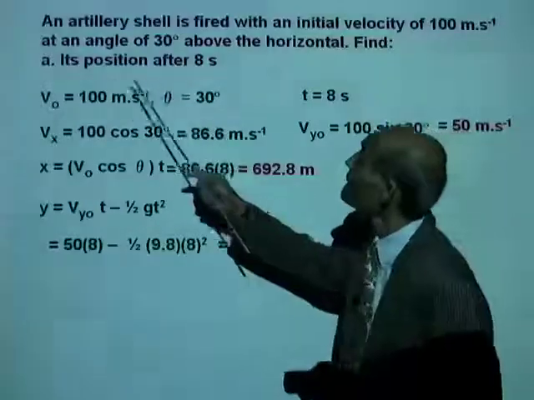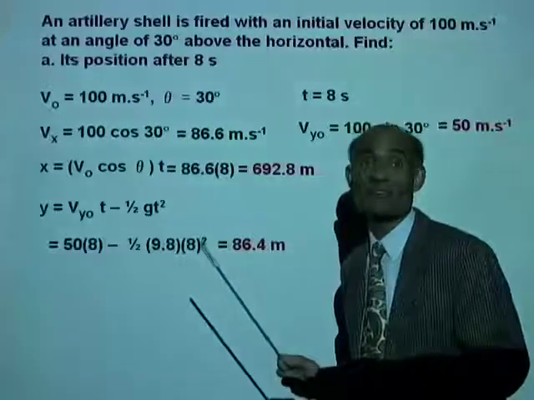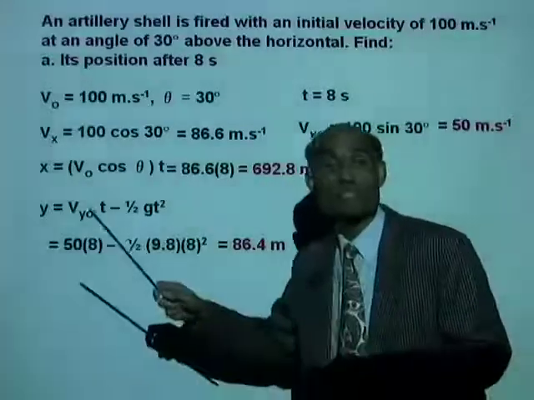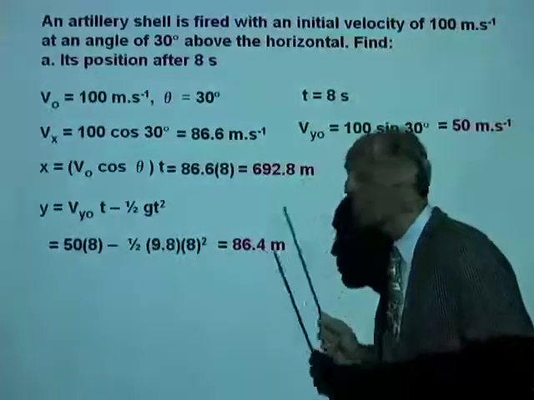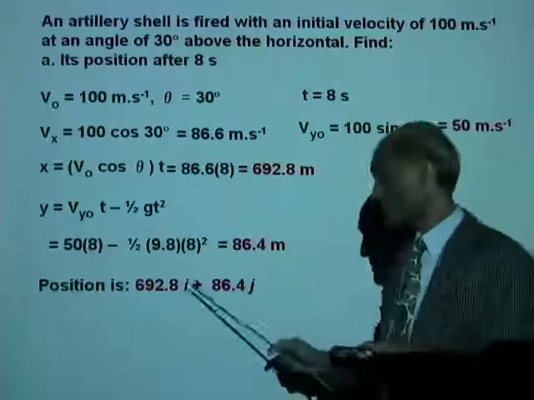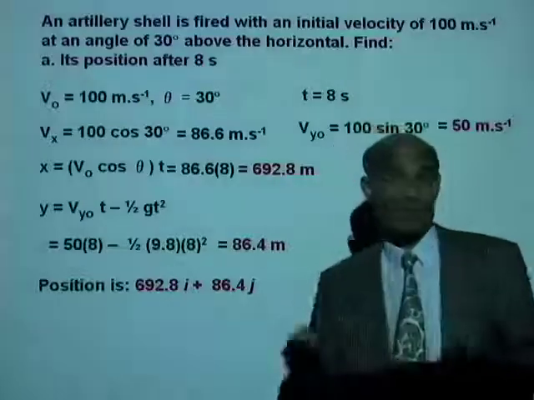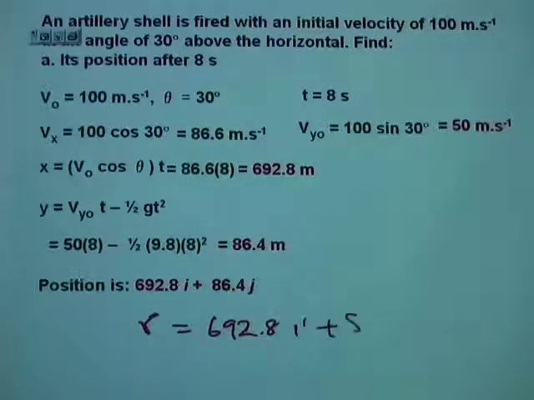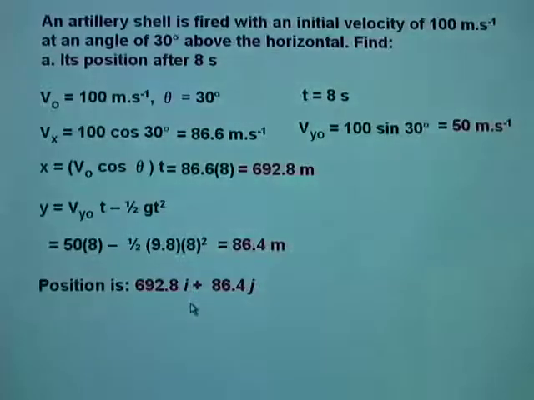And so, what is its position after 8 seconds? Its position is 692.8 meters i plus 86.4 meters j. Is that right? Okay. So, in other words, we should be able to write the position at that time as r equal to 692.8 i plus 86.4 j. The position at that particular given time.